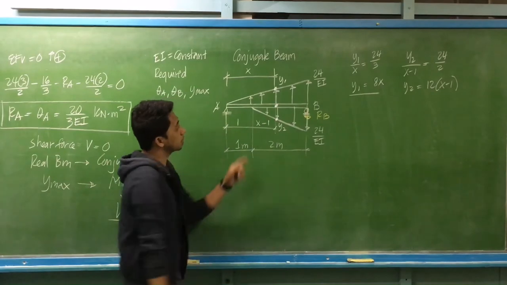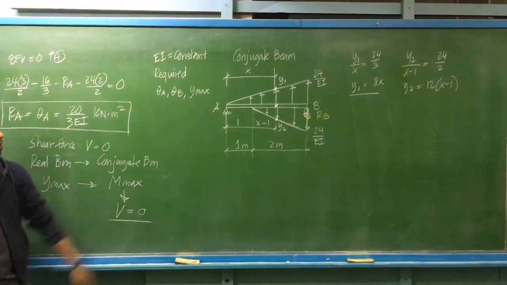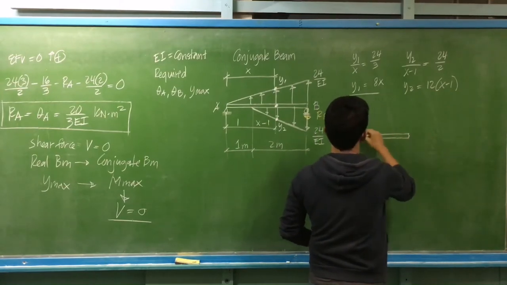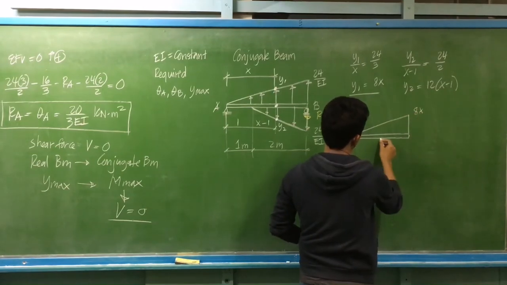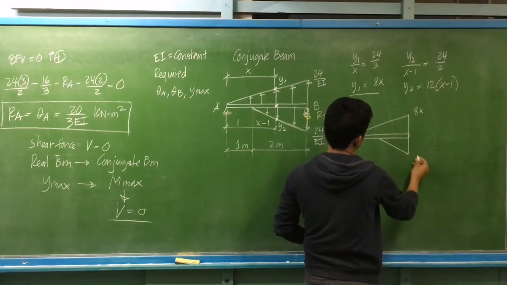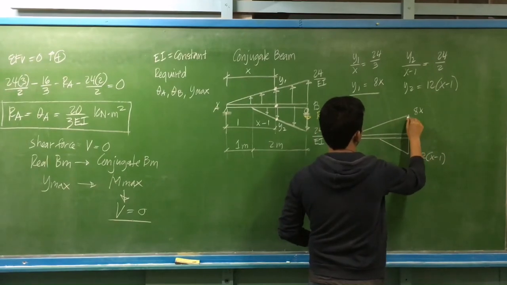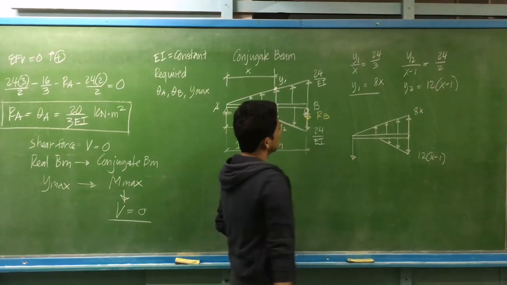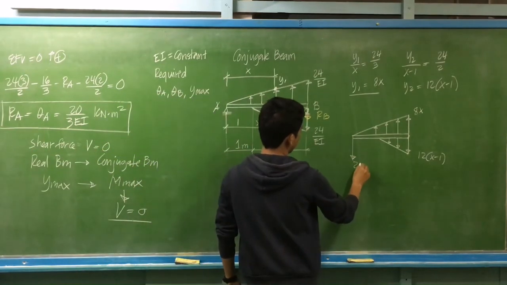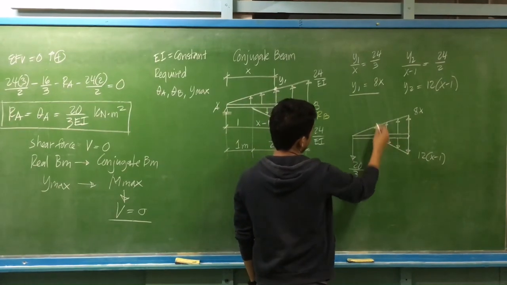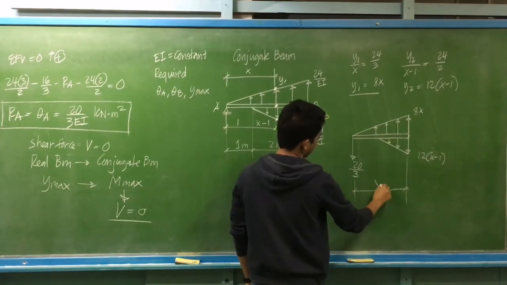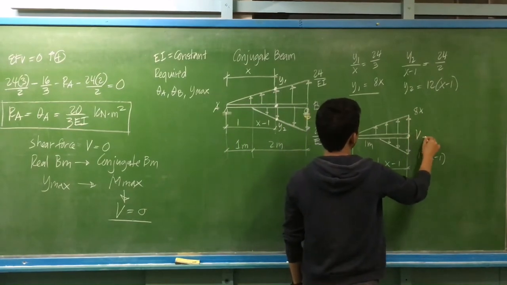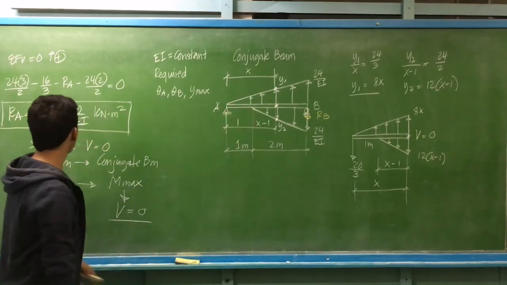So at this point wherein we assume that the shear is equal to 0 and the location of the maximum moment of the conjugate beam, so we cut and expose. Alright, so we got an expose. We have the reaction at A is 20 over 3. Alright, so this is the distance x, and this is 1 meter. So at this point, it is assumed that the shear should be equal to 0. All we have to do is summation of forces vertical.